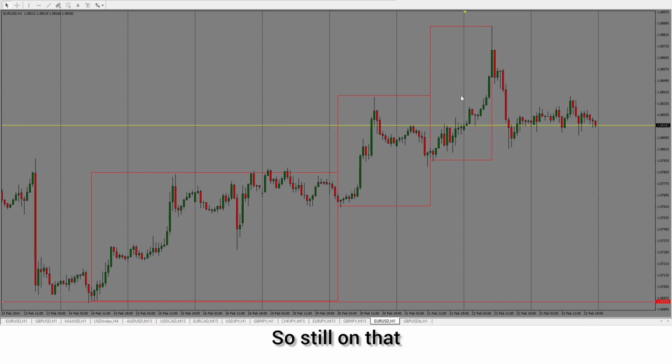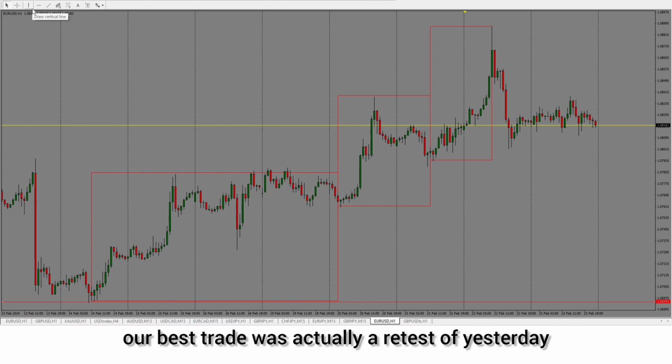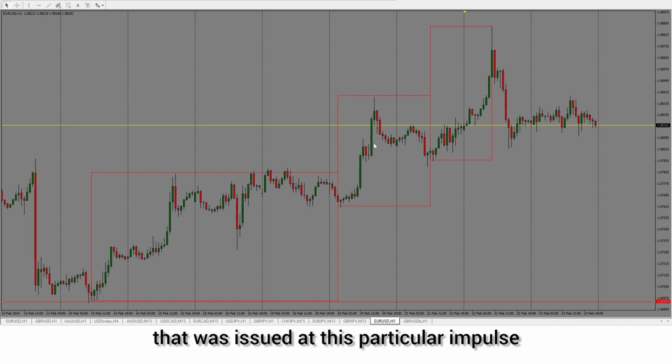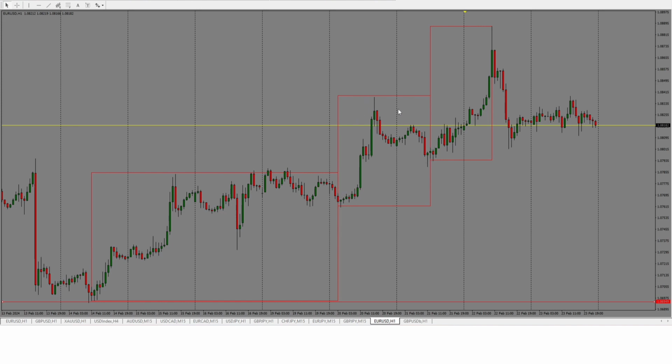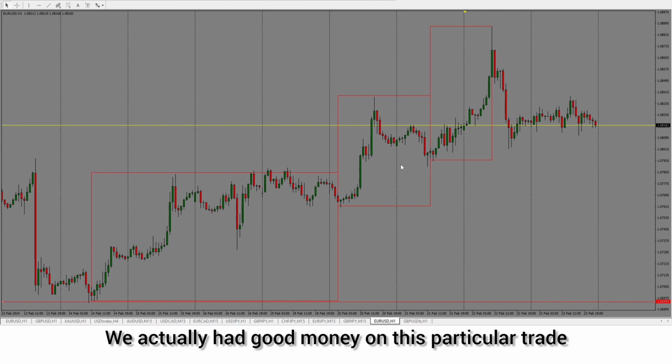So still on that, our entry for last week, our best trade was actually a retest of yesterday that was issued at this particular impulse, and then it went back into consolidation. We actually had good money on this particular trade.